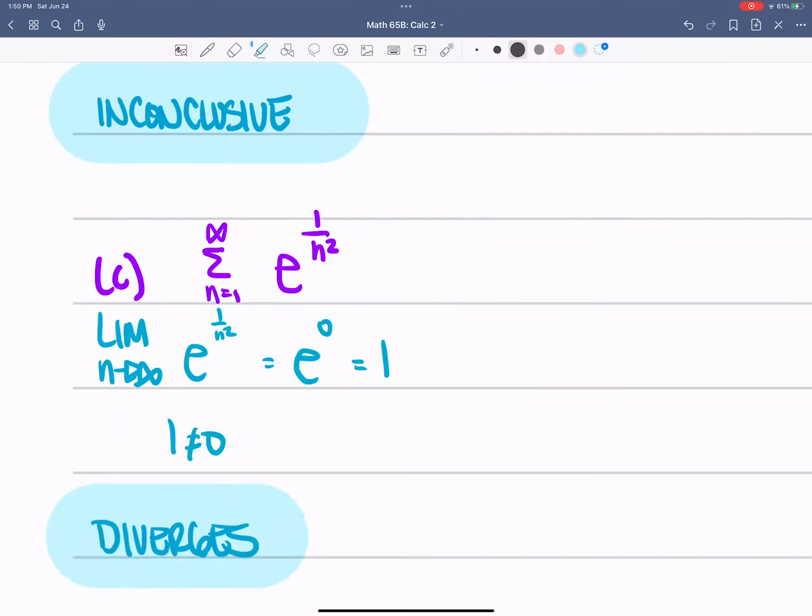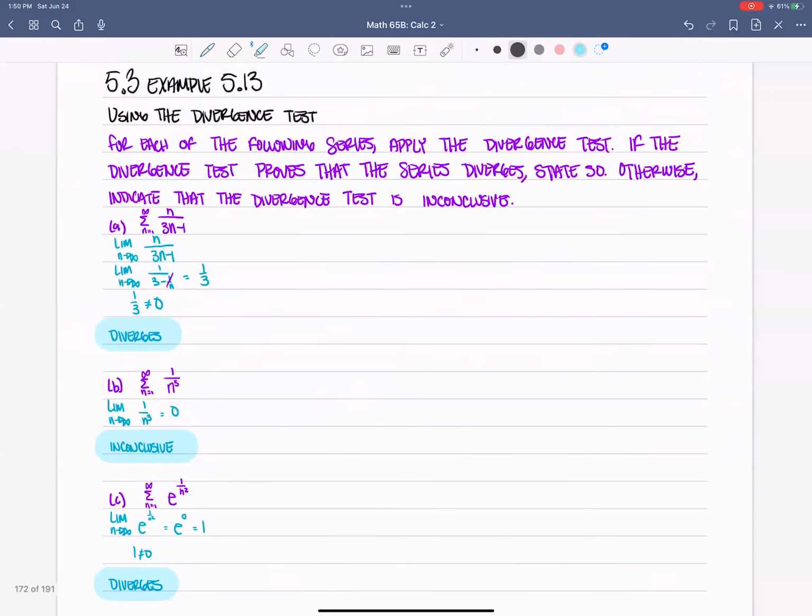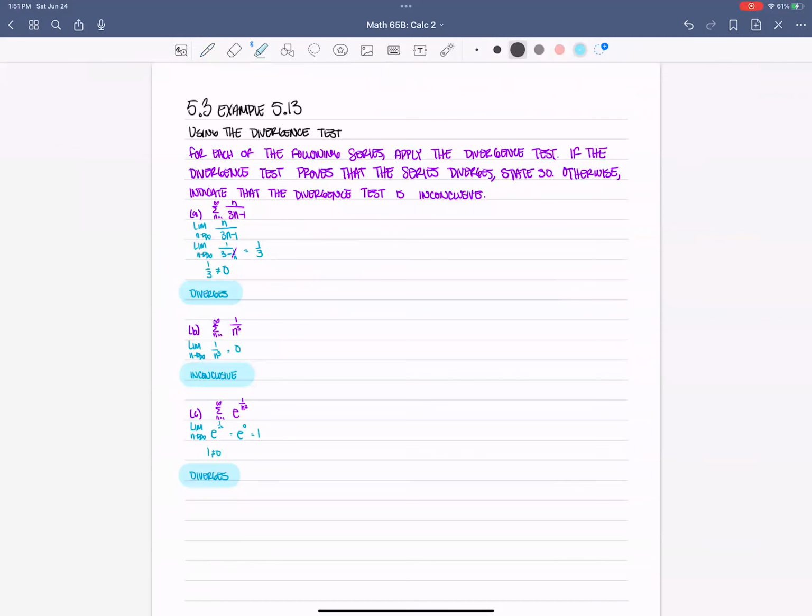And there we go. So we know that some series converge absolutely, some diverge, and some converge conditionally. This is going to help us determine where these values are. Is it conditional? Is it absolute? Or does it just diverge?